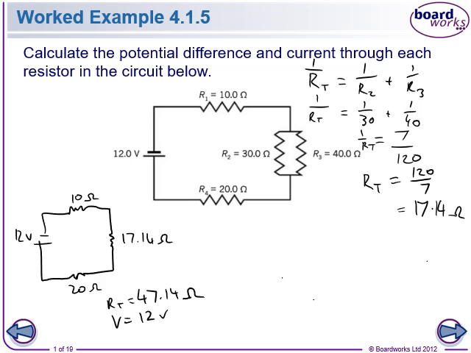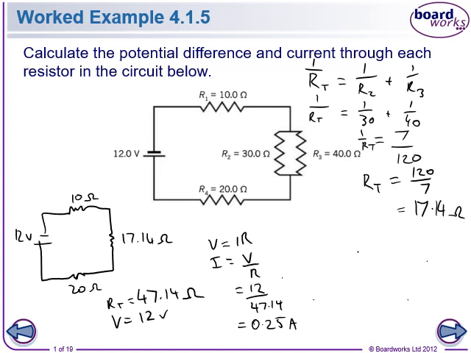And so we can work out our current. So V equals IR. So I equals V on R, which is equal to 12 on 47.14. Can anyone work out that current for me? 12 on 47.14? 0.25 amps. Thank you very much. So we have a current in our circuit of 0.25 amps or 250 milliamps.